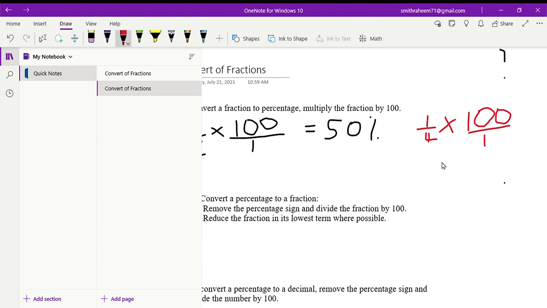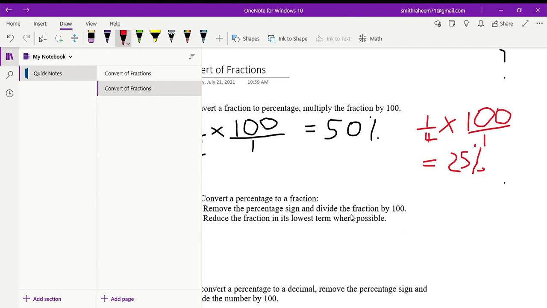Alright, did you guys get your answer for that one? So remember, a quarter to a percentage will give us 25, because 4 into 100 gives you 25, and 25 times 1 will give you 25. So your answer will be 25%.